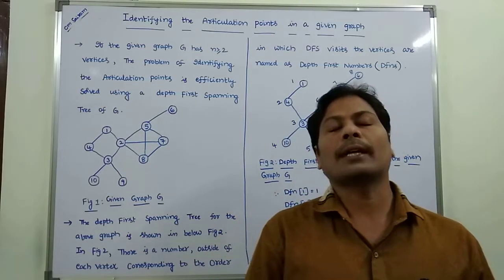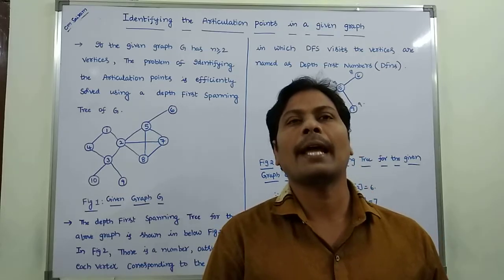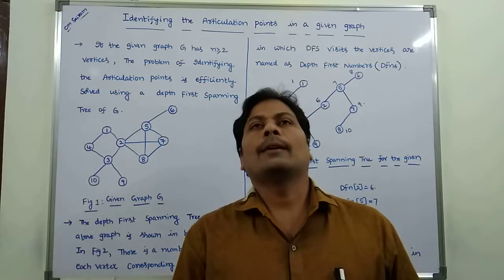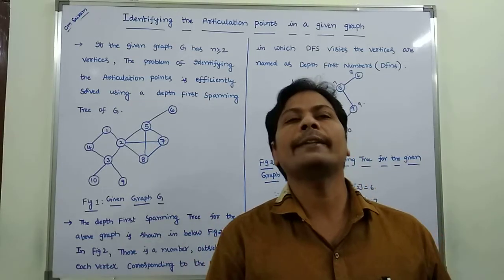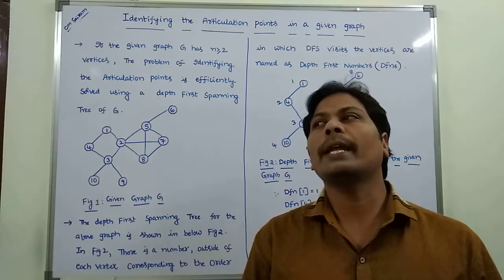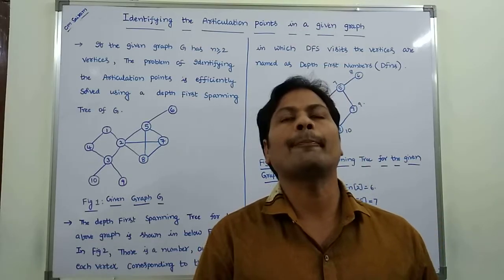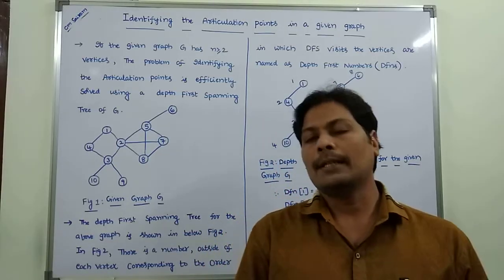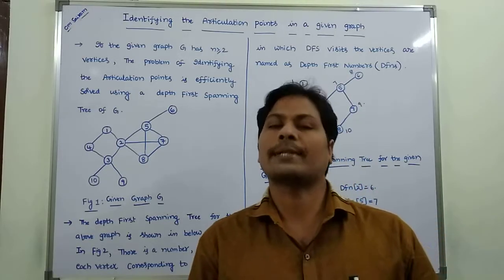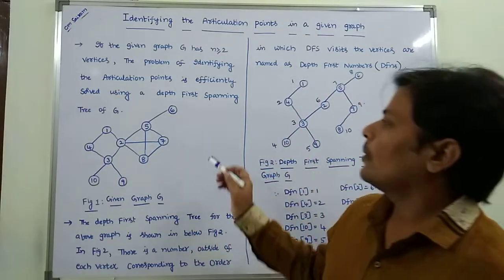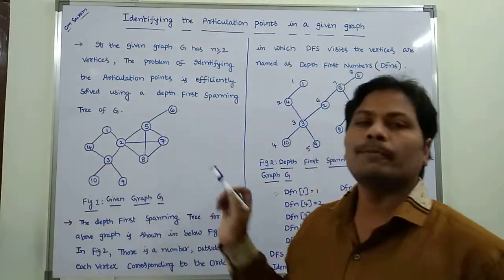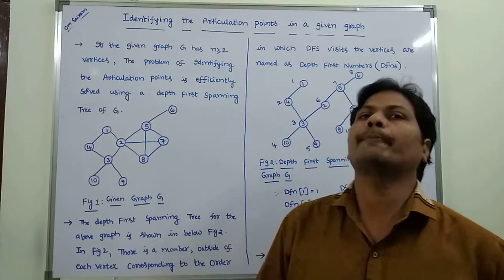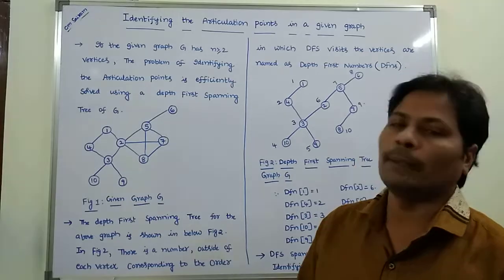If the graph consists of n greater than or equal to 2 vertices, then we have to find how many articulation points exist in the given graph. This is the problem statement. So this is the given graph. For this graph, how many articulation points are available?